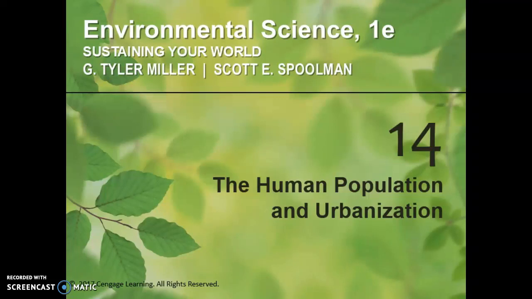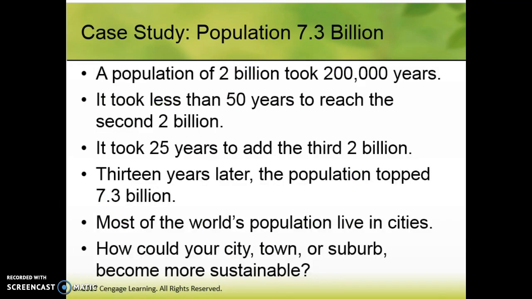Welcome, Mr. Hyatt here. This is the Chapter 14 AP Environmental Science lecture on the human population and urbanization. Our case study starts by looking at the population of the Earth.